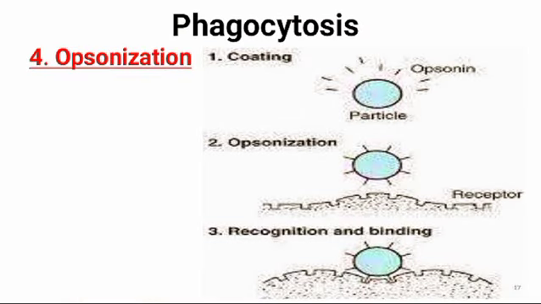The fourth step is opsonization. Opsonization refers to the process of coating of bacteria by opsonins. The opsonin-coated bacteria get attached to the surface of the phagocyte through opsonin receptors. The principal opsonins are IgG opsonin and C3b opsonin. The attachment of the membrane of the phagocyte to the membrane of the microbe is called adherence.